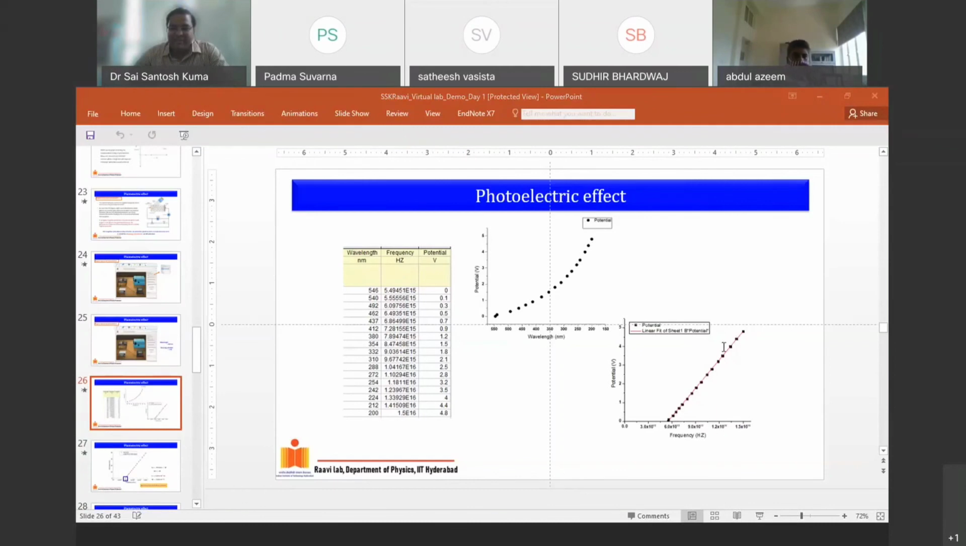Can we perform this emission spectra by minimum deviation method? Yes, you can do that. But here the option is only with the grating. In real life, you can do whatever you like.